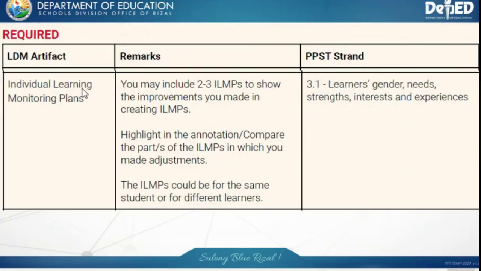So the first one is the Individual Learning Monitoring Plans, or the ILMP. So you may include 2 to 3 ILMPs to show the improvement you made in creating ILMPs. So highlight in the annotation, compare the parts of the ILMP in which you made adjustments. The ILMP could be for the same student or for different learners. Halimbawa, isang estudyante, ito talaga yung sinubaybayan mo. Okay, so ginawan mo siya ng ILMP.